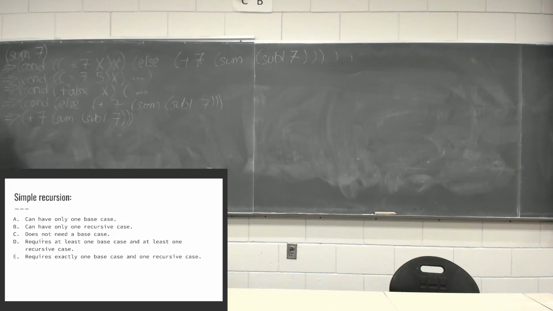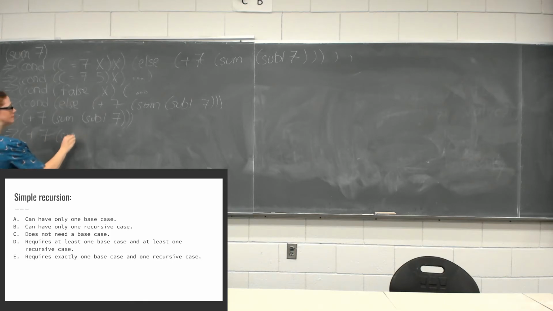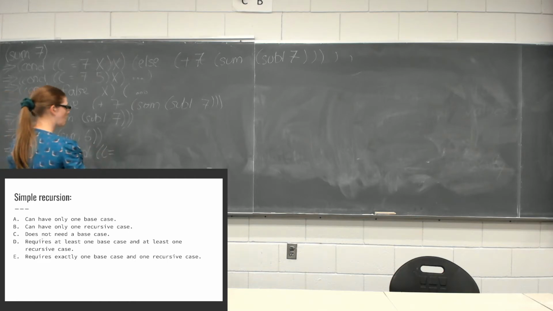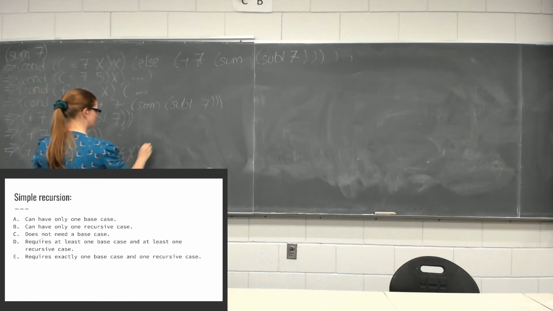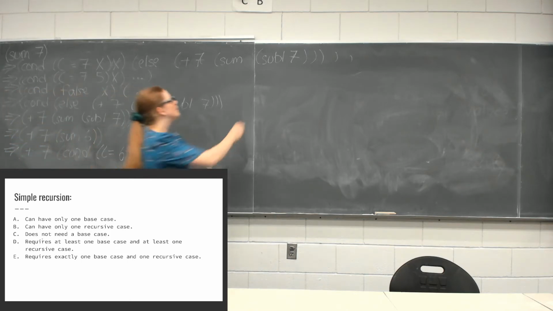Okay. Well, that's a value, but this isn't. So we're going to evaluate subtracting 1 from 7. And now we make the recursive call. All right, so we need some more space here. Let's do this one. So we get plus 7, like so. Now we've got to fill in this x.